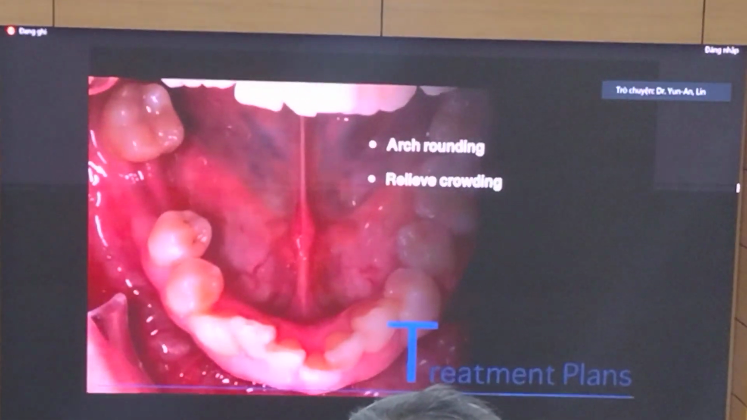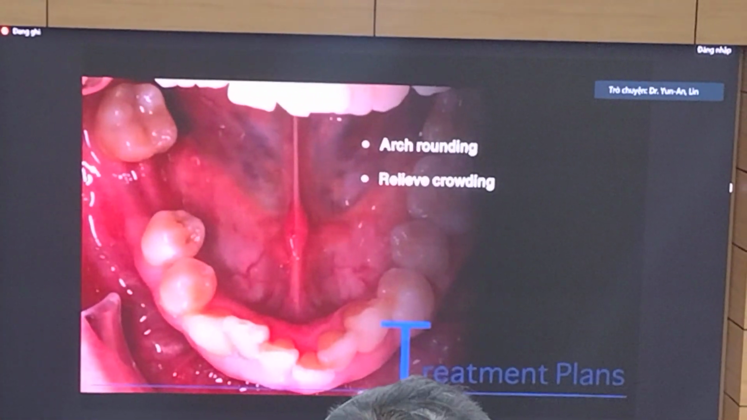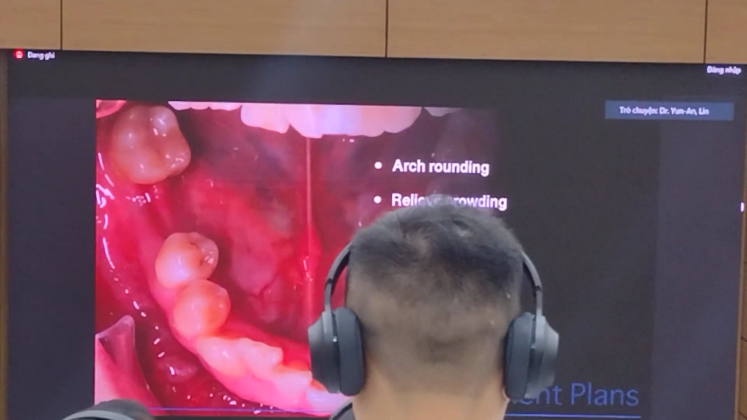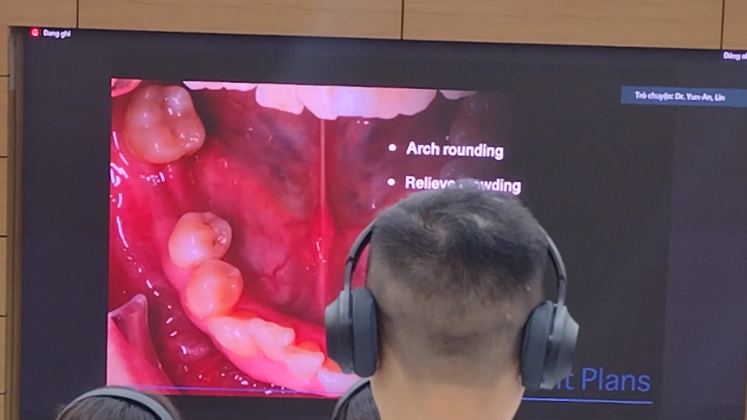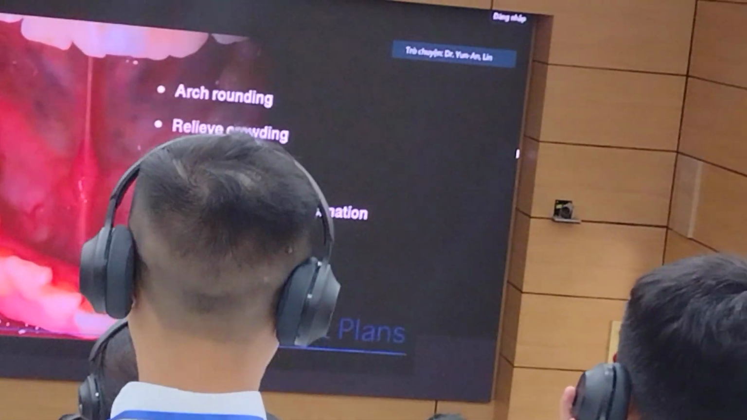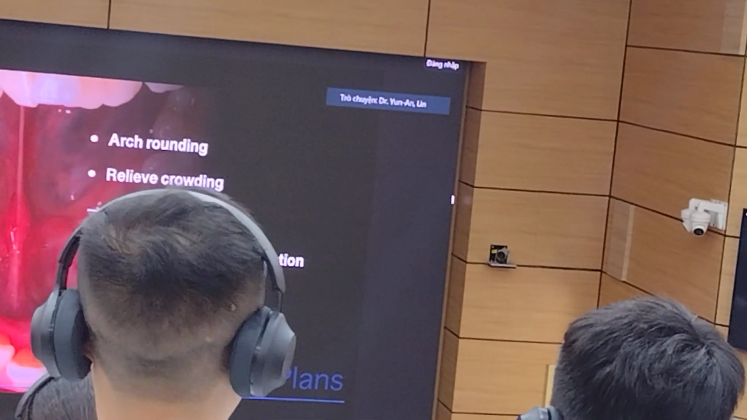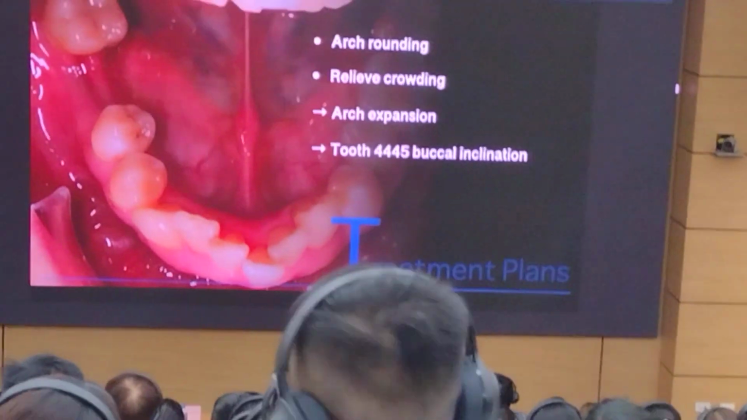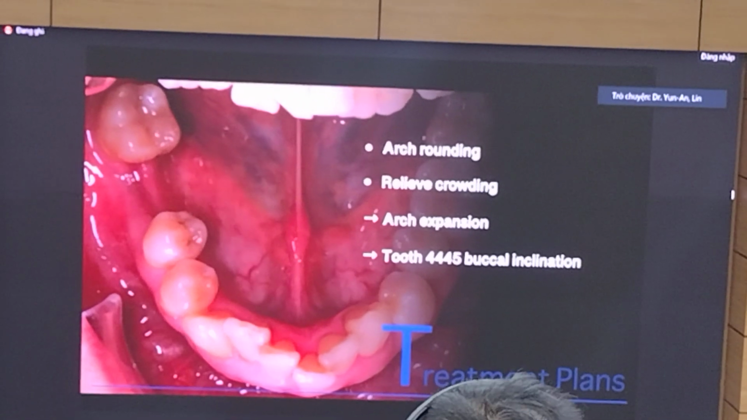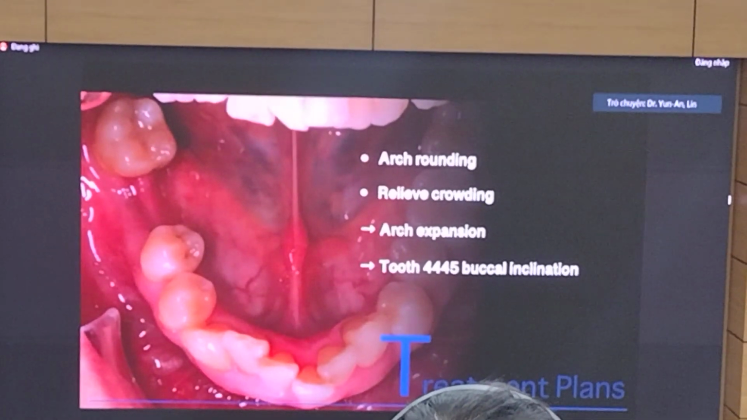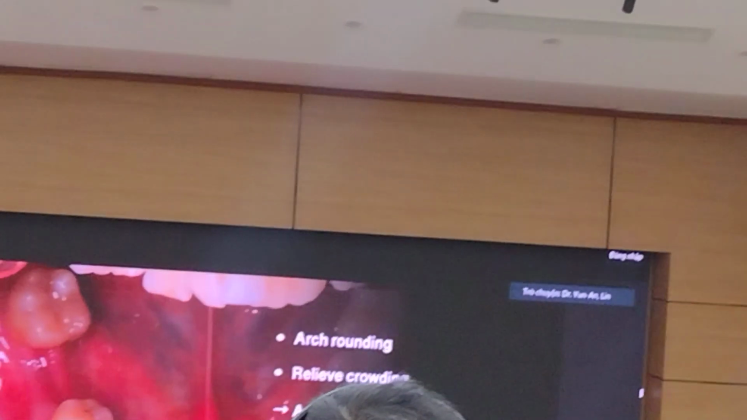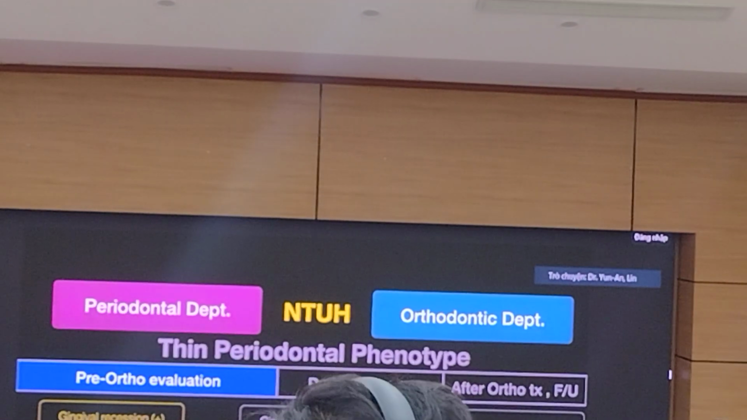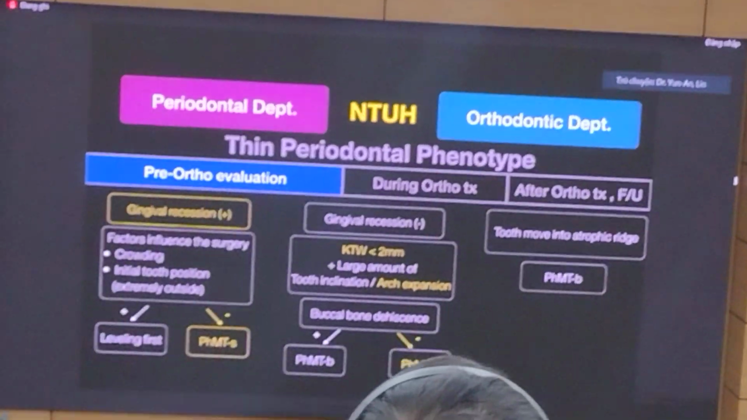Because of crowding of the lower anterior teeth, the orthodontic treatment plan was rounding the arch and relieving the anterior crowding. However, the orthodontic movement would have the effect of arch extension and cause buccal inclination of teeth 44 and 45. This situation might make the soft tissue conditions over teeth 44 and 45 get worse.